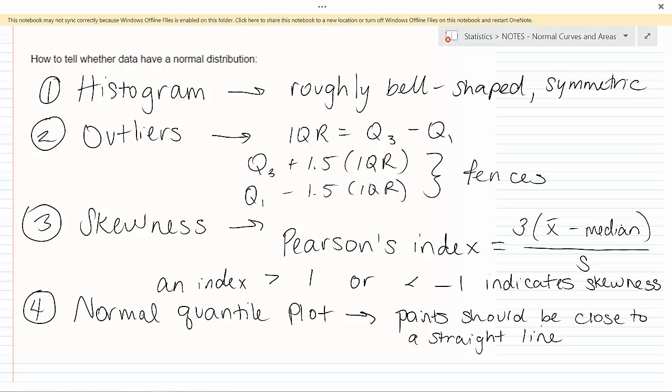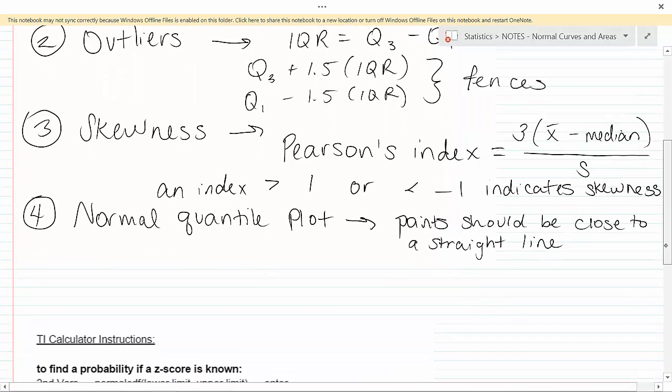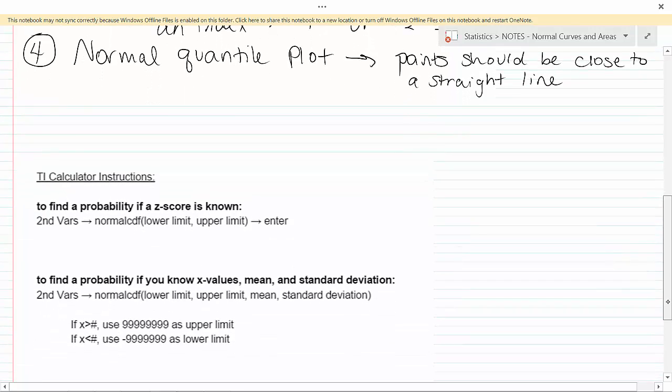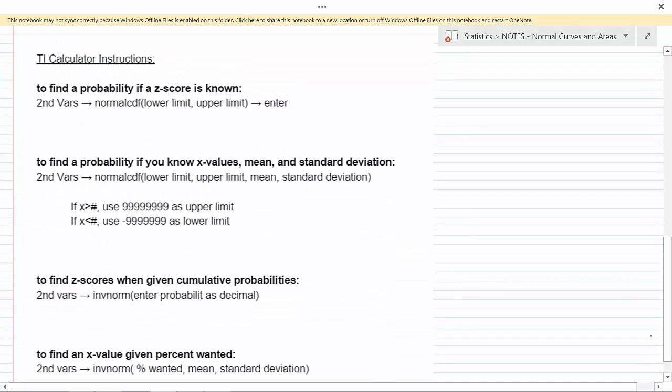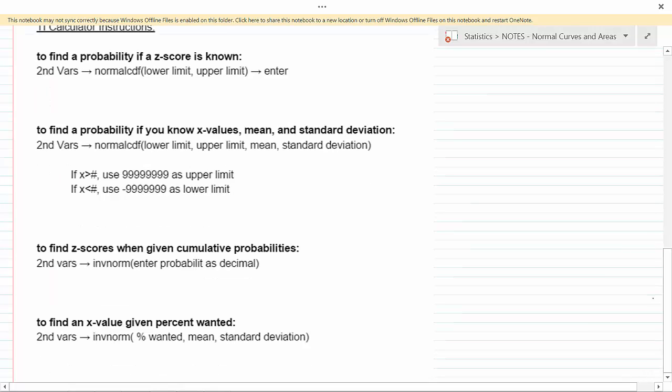So let's talk about some of the other things you're going to be doing on your practice sheet this week. Basically, these 4 things are the 4 types of things you'll be doing. You'll want to be finding probabilities if a z-score is known. It's very similar to what you were doing last week. Area to the left or area between two things.